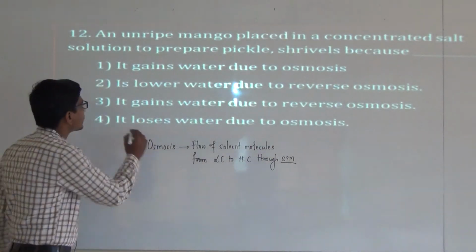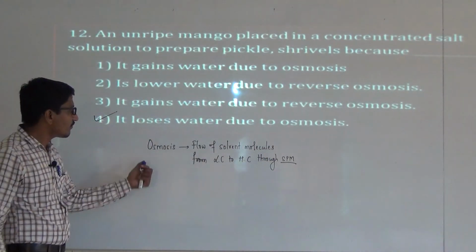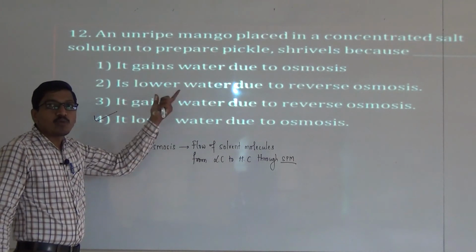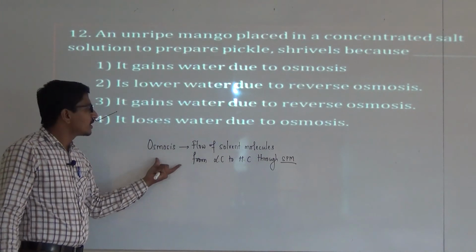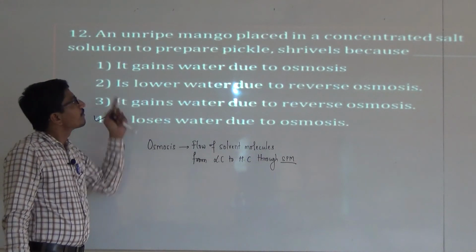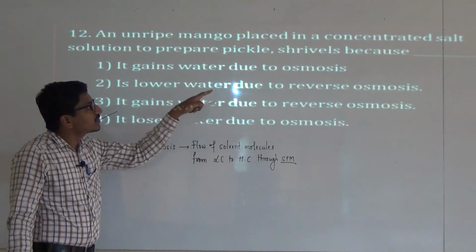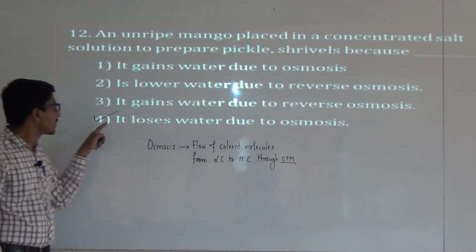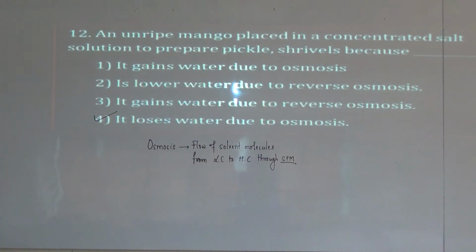Last option is the right one, because the osmosis process takes place and unripe mango pieces are losing water, and water is flowing from mango to concentrated salt solution, and this is because of osmosis, and the correct option is fourth one.